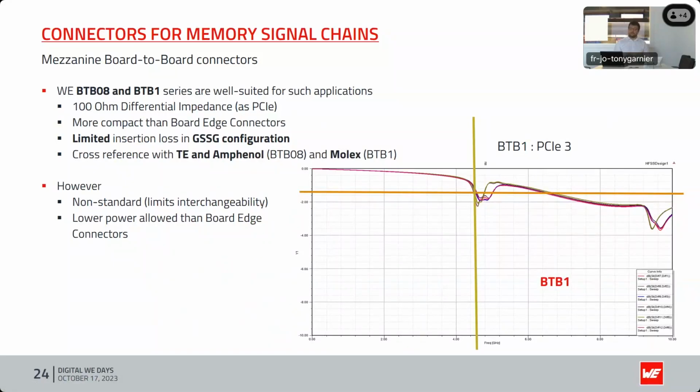So our connectors can be used for this application. They have 100 ohms differential impedance as PCI Express. They are more compact than board-to-board connectors. They have a very limited insertion loss here in GSSG configuration, and they are cross-referenced with other manufacturers, which can help for compatibility and double sourcing. However, they are not standard. They are not in the defined standard. So when you use them, you are on your own, and they have a lower power allowed than board edge connectors, which has to be remediated by other means.